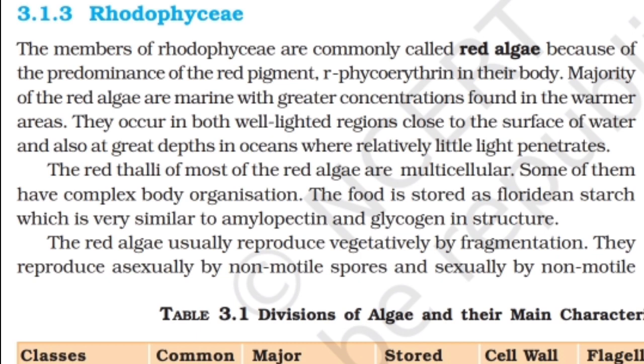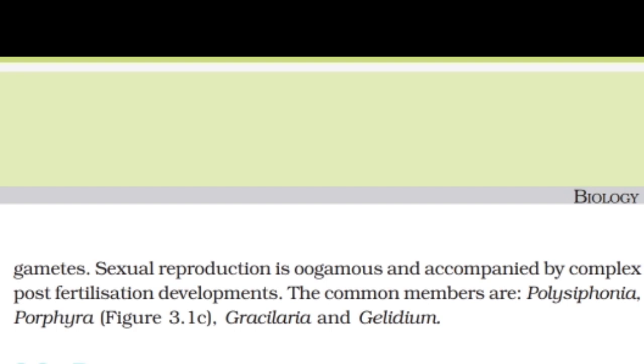The food is stored as floridean starch, which is very similar to amylopectin and glycogen in structure. The red algae usually reproduce vegetatively by fragmentation. They reproduce asexually by non-motile spores and sexually by non-motile gametes. Sexual reproduction is oogamous and accompanied by complex post-fertilization development. The common members are Polysiphonia, Porphyra (figure 3.1c), Gracilaria and Gelidium.